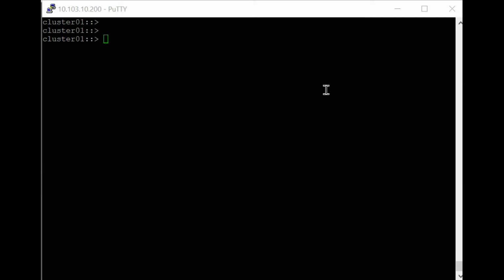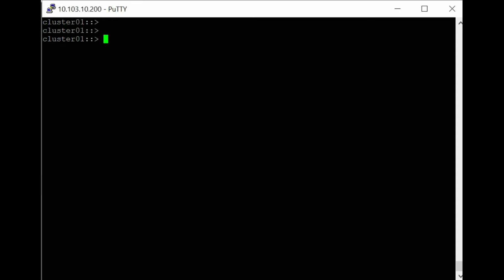Hello. So this is the final demo for this section of the course, and we will take a quick tour in a SAN storage system. So this is a NetApp SAN storage. I'm logging into it via the CLI, the command line interface. Okay, so let's have a look at the cluster itself.